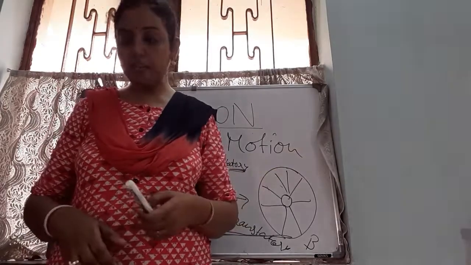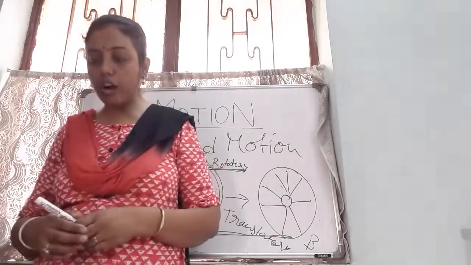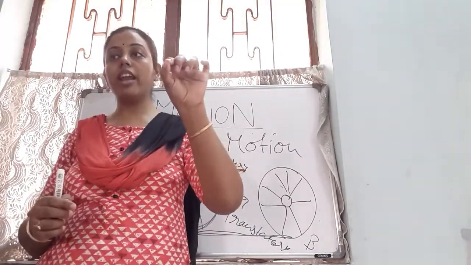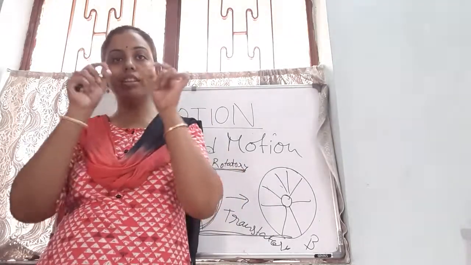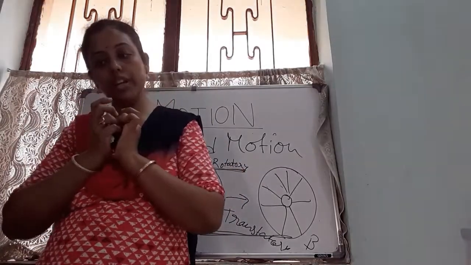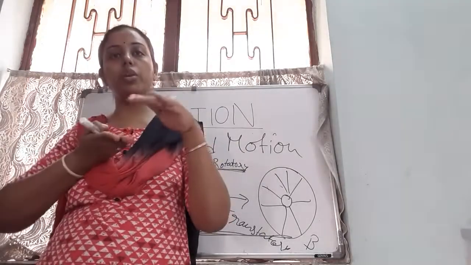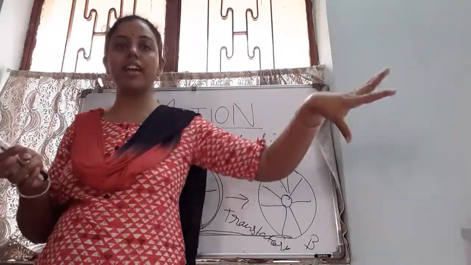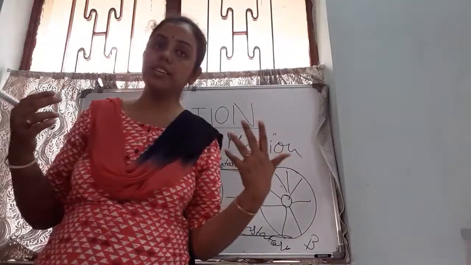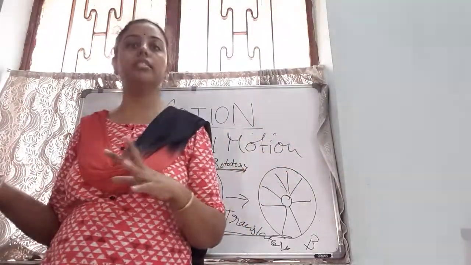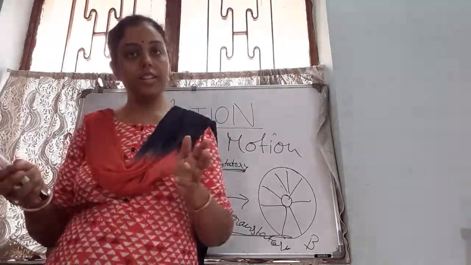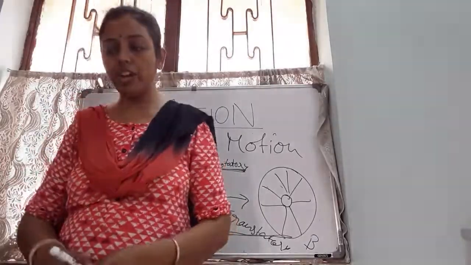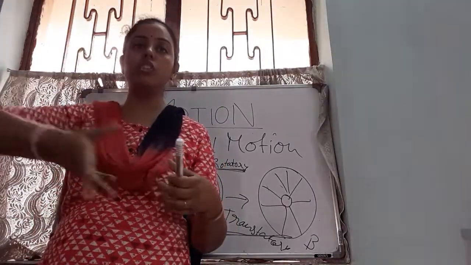There are some other examples also. A ball rolling on the ground has rotatory motion as well as translatory motion. The ball about its center is showing rotatory motion, and it is going on a plane or a straight line. It can be curvilinear translatory motion or linear translatory motion. Any kind of translatory motion it can show when a ball is rolling on the ground.